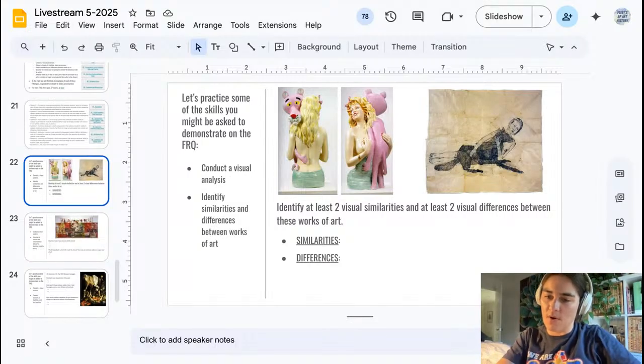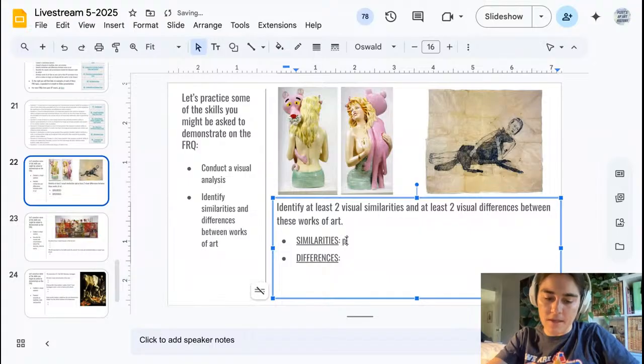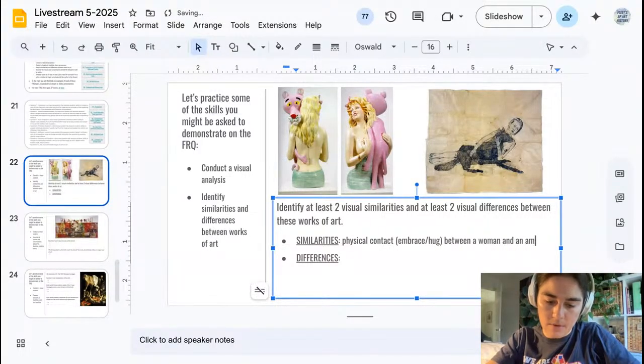Yes, woman hugging an animal, right? So we have this physical contact, this embrace or hug between a woman and an animal. And then we also have nudity, right?